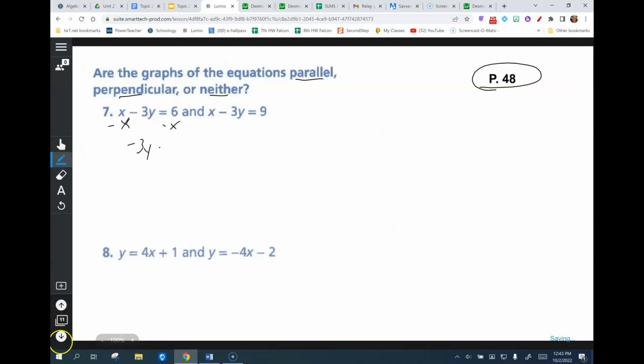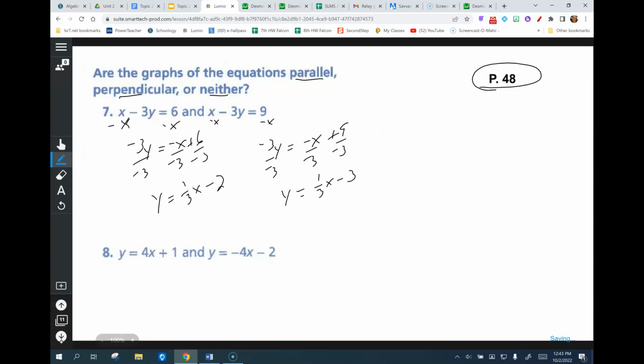So I have negative 3y is equal to negative x plus 6, divided by negative 3, and I get y is equal to 1/3 x minus 2. Here I'm going to subtract x, and I get negative 3y is equal to negative x plus 9. Divide through by negative 3, and I get y is equal to 1/3 x minus 3. And all we care about are the slopes. Look at those slopes. Are they the same? Yes, they are. So what kind of lines do I have? I have parallel lines. Hopefully that's what you got too.